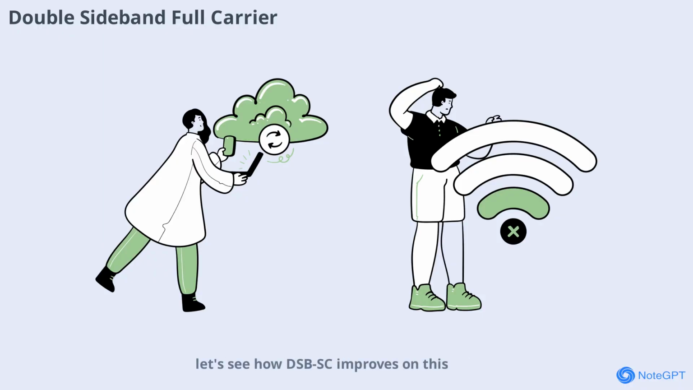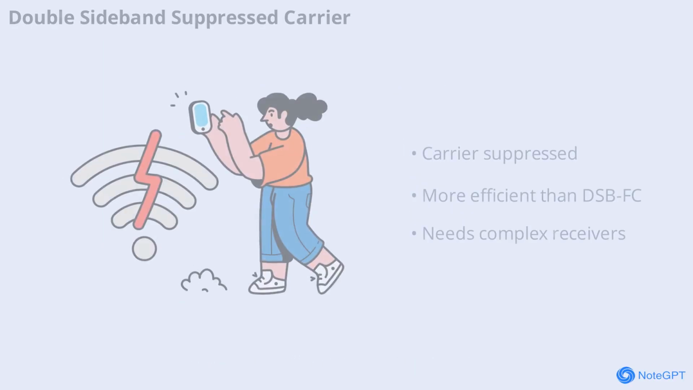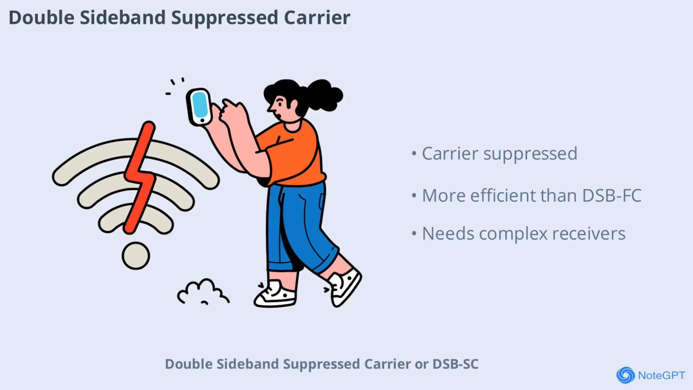Next, let's see how DSB-SC improves on this. Double sideband suppressed carrier, or DSB-SC, transmits both sidebands but suppresses the carrier. This means less power is wasted, making it more efficient than DSB-FC. However, DSB-SC requires more complex receivers, as the carrier must be reintroduced at the receiver for proper demodulation.